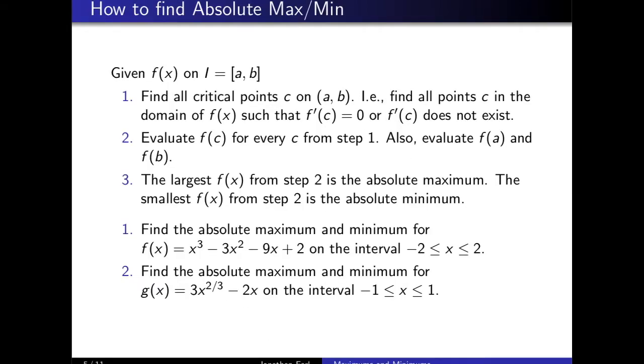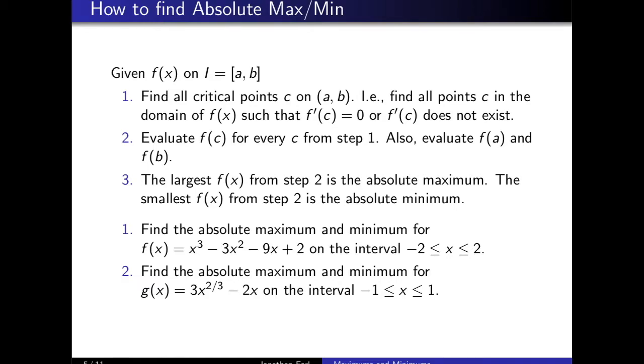Okay, so how do we go about finding absolute maximums and minimums? What we'll do is take some closed interval a to b, and we'll first find all of the critical points over that interval. So all of the places where the function is defined, but the derivative is either 0 or doesn't exist. Then for each of these critical points, we'll put them back into the original function, not the derivative, the original function. And we'll also evaluate the two endpoints as well.